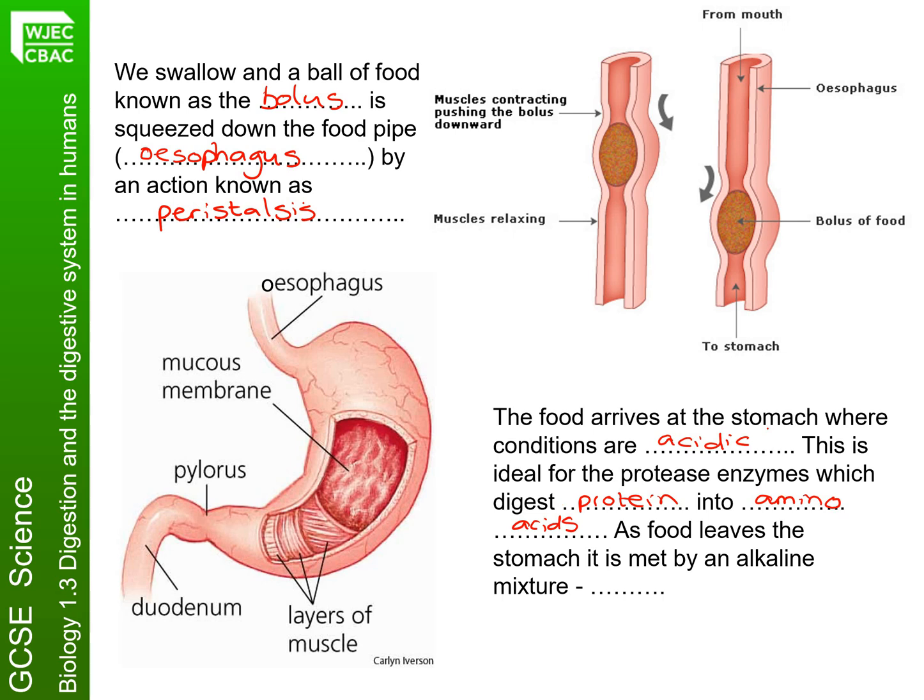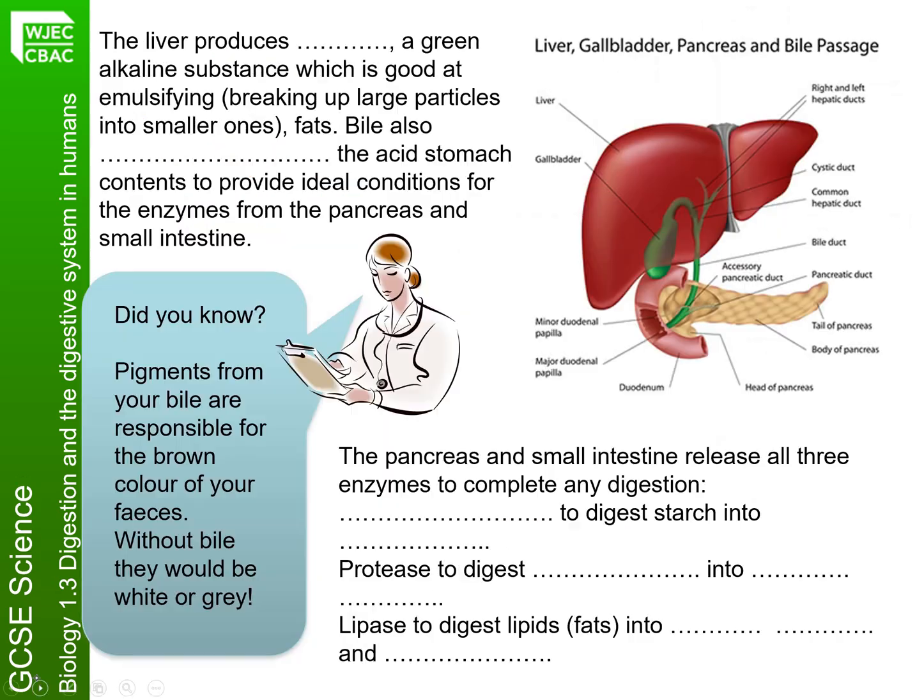As food leaves the stomach, it is met by an alkaline mixture, which is called bile. The liver produces bile, a green alkaline substance which is good at emulsifying fats, breaking up large particles into smaller ones. Bile also neutralizes the acid stomach contents to provide ideal conditions for the enzymes from the pancreas and the small intestine. The pancreas and the small intestine release all three enzymes to complete any digestion.